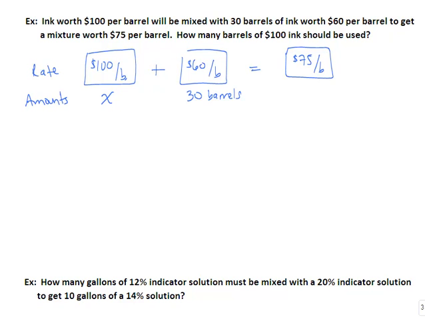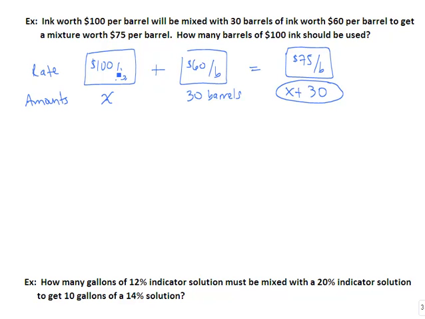Just like in the last example, the amount that you end up with over here should always be the amount that you start with in the first box added to the amount that you have in your second box, because you're pouring the two quantities together. So X plus 30 needs to be the new amount that I end up with in my $75 per barrel mixture. Okay, so here's my setup.